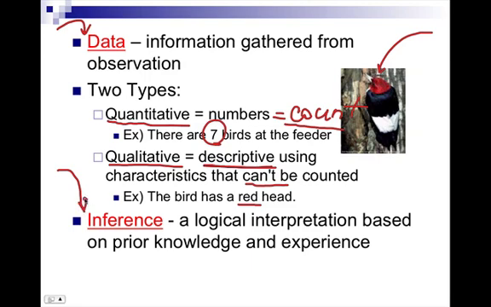The next definition is called inference. And an inference is a logical interpretation based on prior knowledge and experience. So when we make an inference about something, that would mean that we have an idea or some background before we make that particular inference.